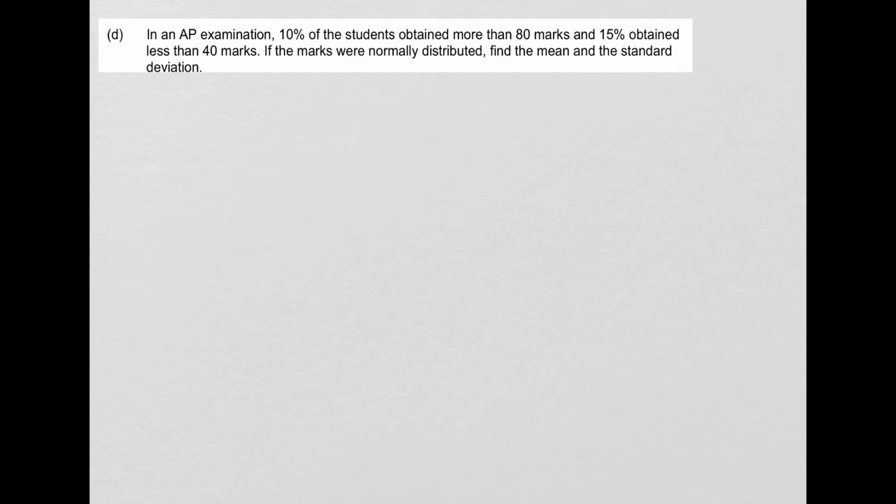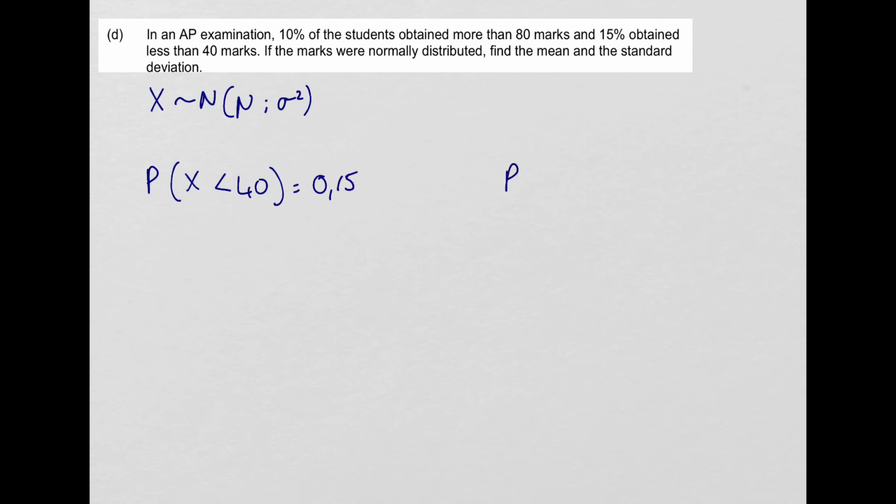Remember, I always like to write out the distribution if they haven't given it to us. So x is normally distributed, and we don't know the mean and we don't know the variance, so we're solving for those two things. The two bits of information they've given us are that the probability of scoring less than 40 is 15%, and the probability of scoring greater than 80 is 10%.